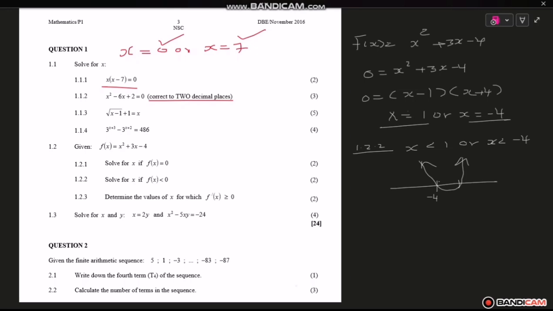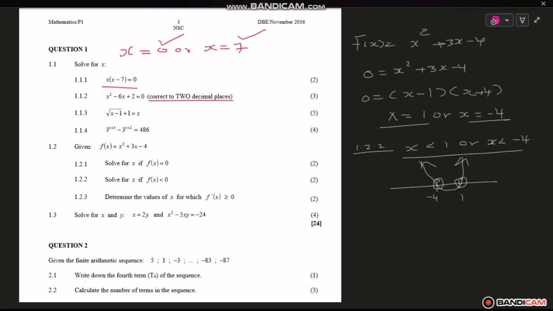Therefore, you're not going to shade, you're just going to put open circles on those points, as I'm doing now. You cannot shade. Why? Because we do not have an equal sign. But if we had an equal sign like this, we're going to shade. But now we cannot shade because we do not have an equal sign in our inequality symbols. I hope you understand that.